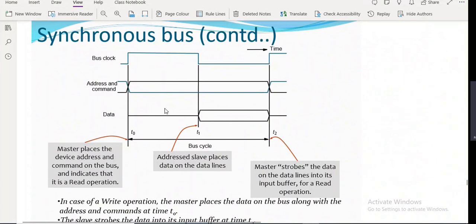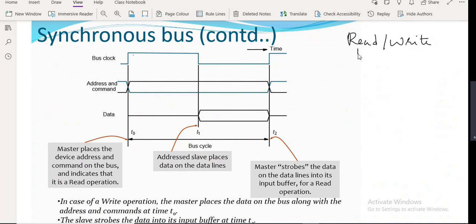Now you need to draw the diagram. Just observe here. There is a bus clock. We already know that there is a positive cycle and negative cycle, and this duration indicates the time information. Now we are going to discuss this bus with respect to read or write operation.